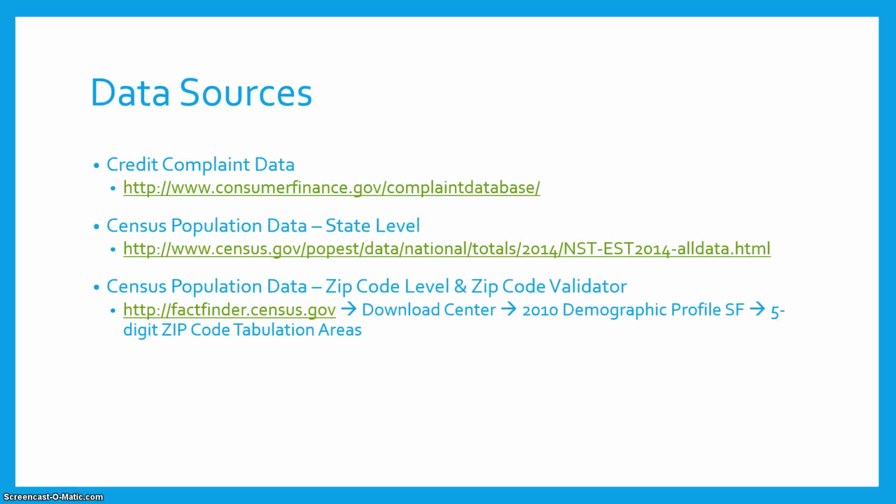The data sources that we used for this were the credit complaint data from consumerfinance.com, which has a database of the complaints lodged against major credit providers across the nation. Additionally, we used census population data both at the state level and at the zip code level. Note here that we also needed data for a zip code validator.